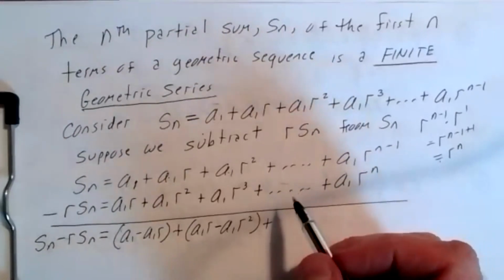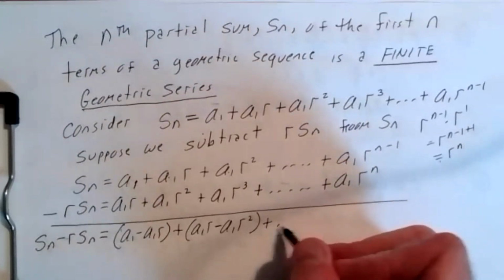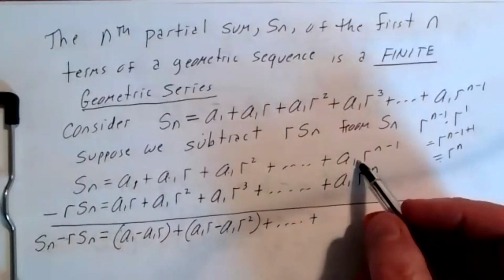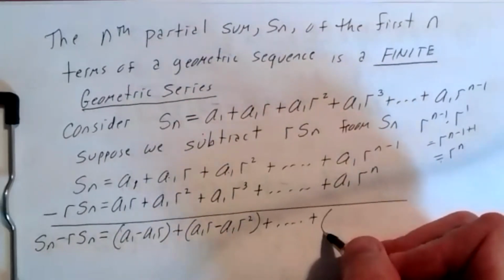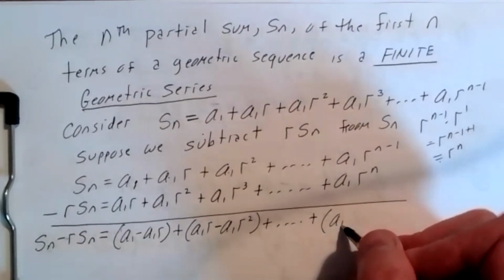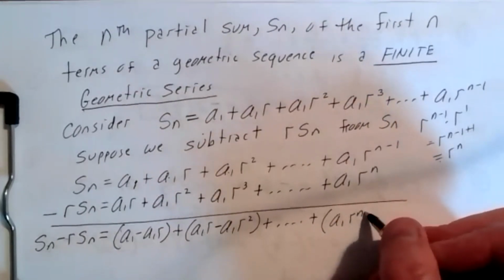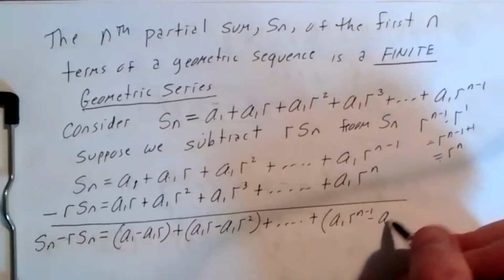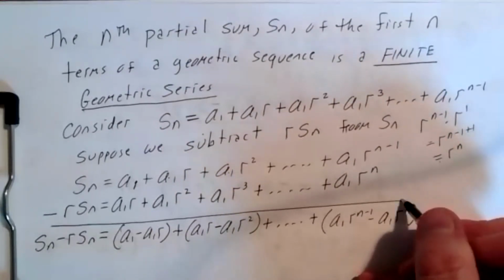Plus, on and on as it goes. Take this, subtract this. You would have a sub 1 r to the n minus 1 power minus a sub 1 times r to the nth.